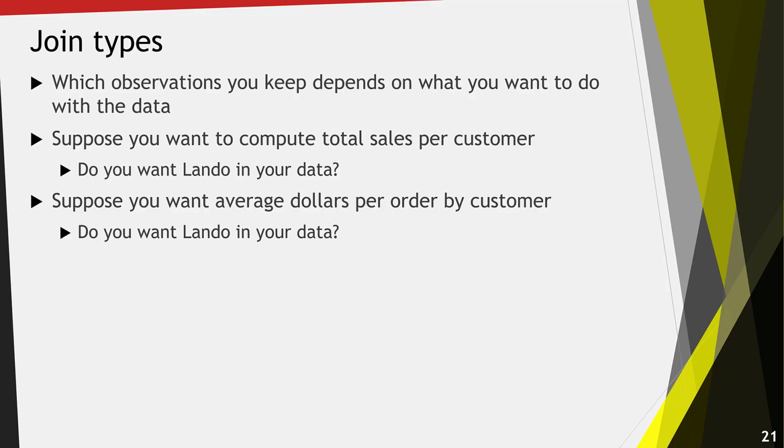Suppose you want to compute total sales per customer. Do you want Lando in your data in that case? Lando is a customer and shows up in the customers table. In this case, you'd probably like to include Lando and just know that Lando has spent $0 on orders so far. In contrast, if you wanted to compute average dollars per order by customer, you may not want to include Lando in your data because he hasn't placed any orders yet.